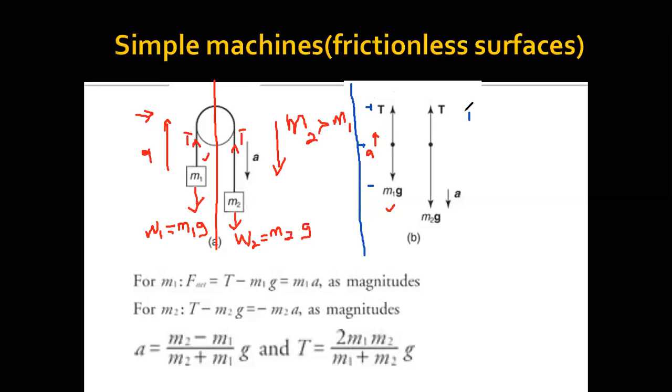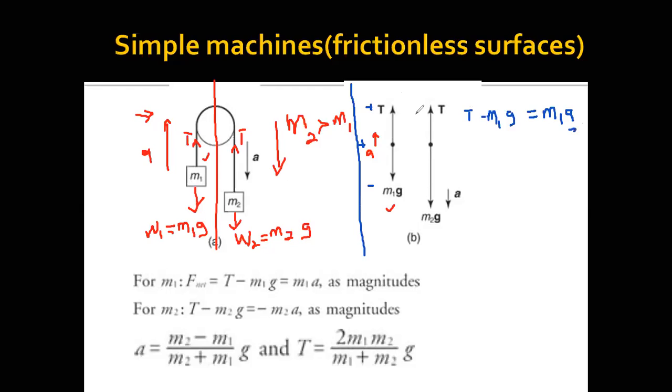That is going to be T, okay, minus m1g is equals to m1 a, okay? Now, the question is, is a positive or negative? It's going up, so it's going to be positive, okay? So we take note of that.